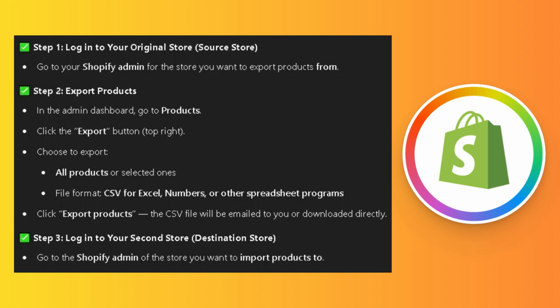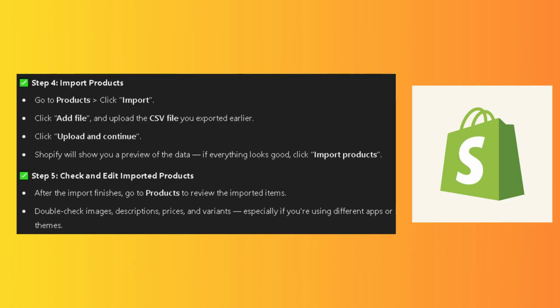Log into the second store. Go to the Shopify admin panel of your second store that you want to import the product to. Import products. Go to Products, click Import. Click Add File and then upload your CSV file that you exported earlier.